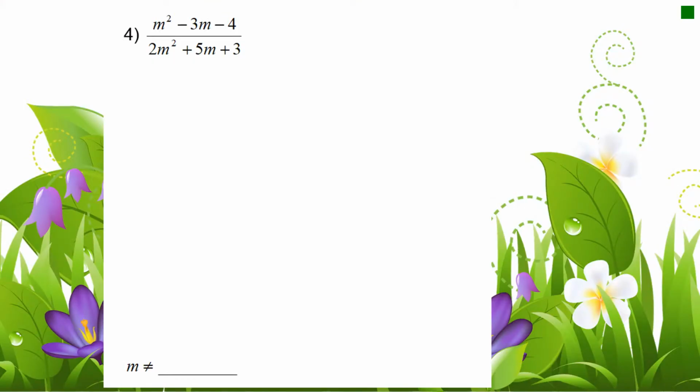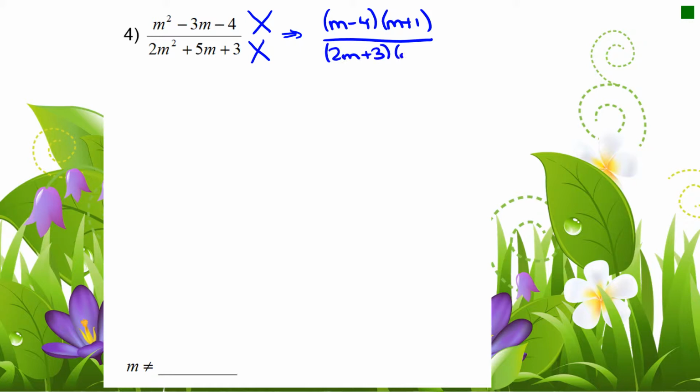Step 1, factor. Up on the top, I'm going to do a big X, and I end up with m minus 4, m plus 1. On the bottom, it's also a trinomial. I'm going to do a big X, and I end up with 2m plus 3 and m plus 1. Again, I'm not going to go over how to factor. You need to go get some help if you're still struggling with factoring. Great review for the final, guys. The final is going to be heavy on factoring.